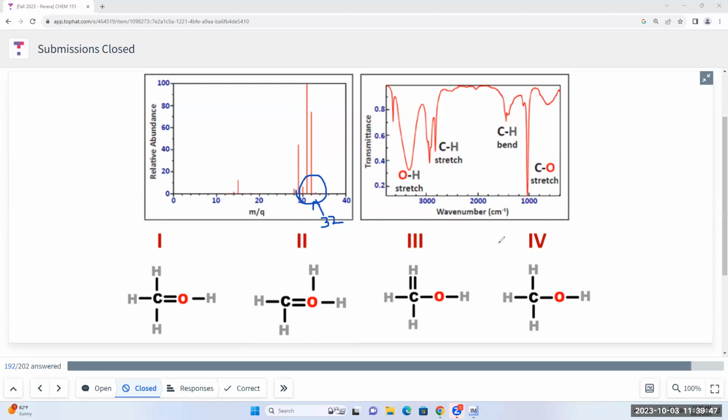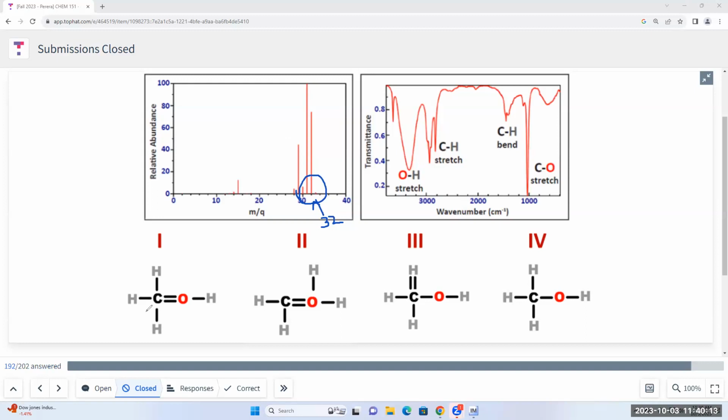Now, here's the thing to remember. If a bond is not there in the IR spectrum, it cannot be in your molecule and vice versa. If you have a bond in your molecule, that should show up in your IR spectrum. If it is not there, that bond is not there to begin with. All right. So let's go over them one by one.